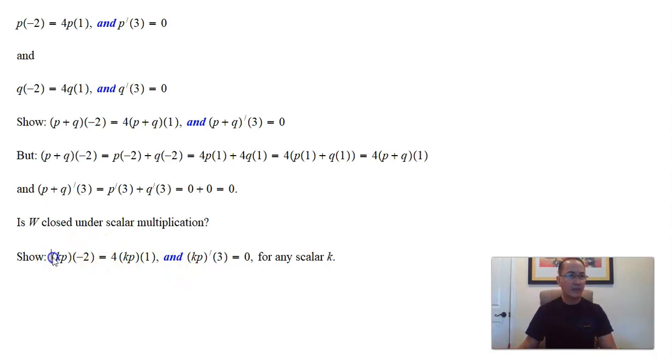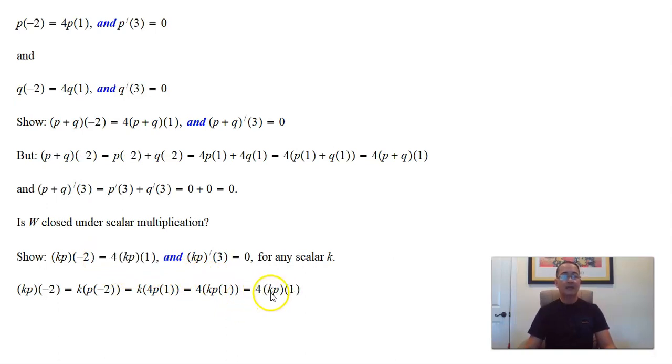So again, do we know what these mean? Well, this means you take K and multiply it by P of negative 2, which I will copy from here. Do we know anything about that? Yes, it's from the same equation over here. So that's K times 4 P of 1. What can we do there? We can move 4 to the front because of associativity. 4 times K times P of 1. So yes, that is exactly the same as 4 times the function K times P evaluated at 1.